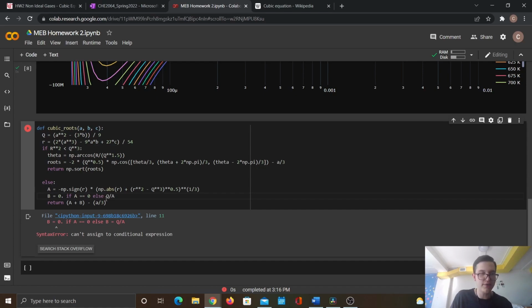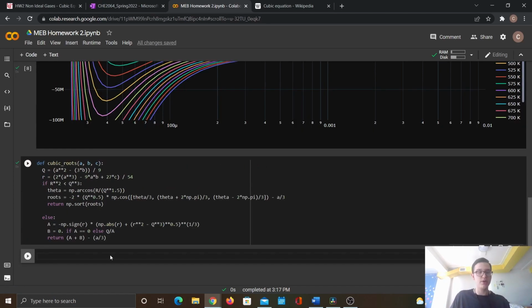So instead of having a separate b is equal to, you need just, it takes this value if a is equal to 0, otherwise it is this value. There. Shift enter, now it works. Awesome, so we have our cubic roots. Let's output some cubic roots just for the sake of it.